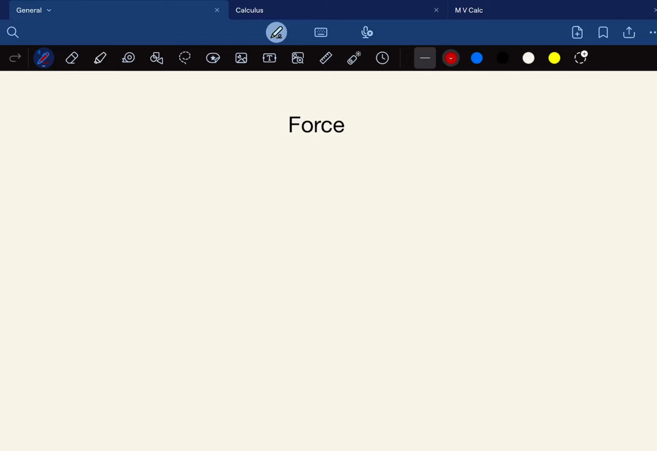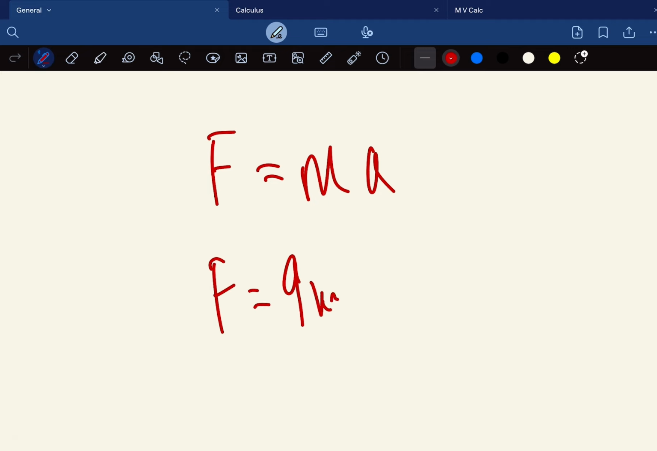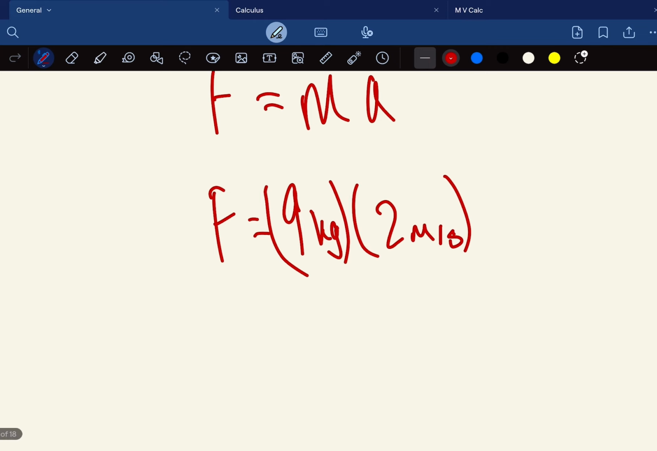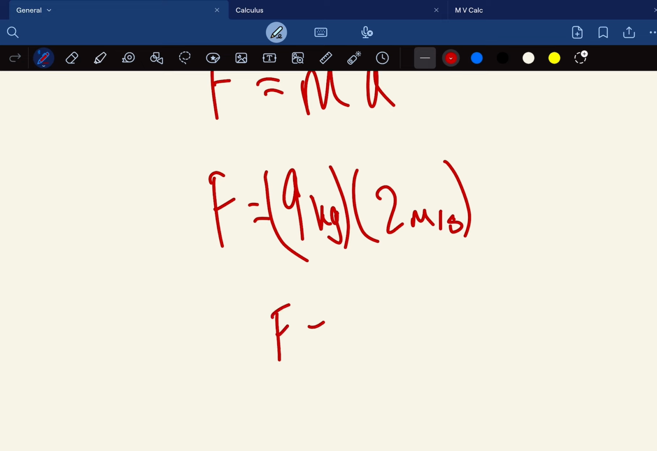In this video, I will be covering force. Now, force is defined as the mass of an object times the acceleration of an object. So, if you have 9 kilograms accelerating at 2 meters per second squared, then you have a force of 9 times 2, 18 kilograms meters per second squared, which is equal to 18 newtons. The newton is the unit of force.